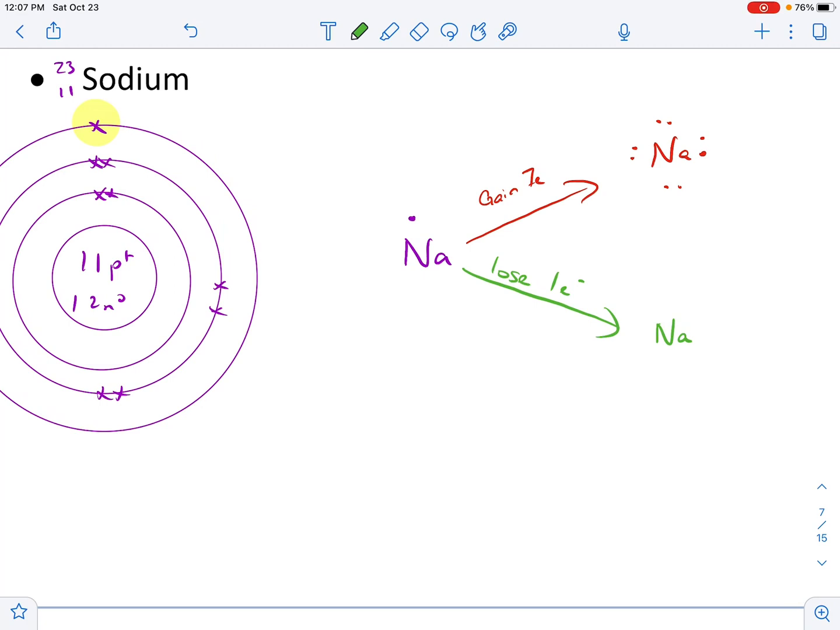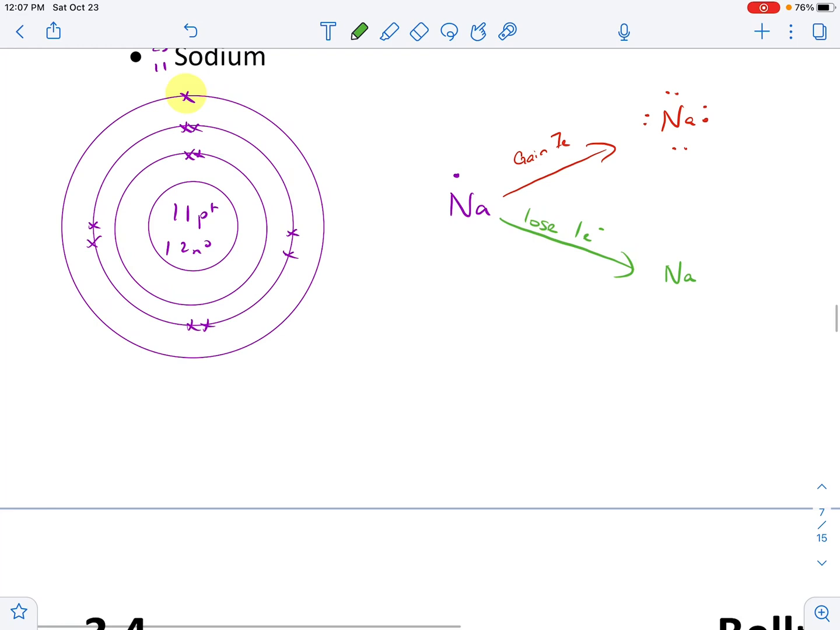To lose 1, right? So now if we look at it, we've got 11 protons, and we've lost this outer energy level one. So think of the one that's highlighted to be gone. Now we have 10 electrons. We get a +1 charge. And so sodium's probable charge is +1 because it's going to lose just 1 electron.